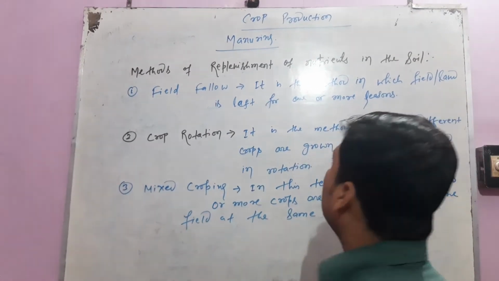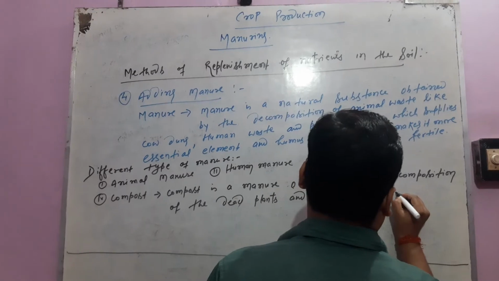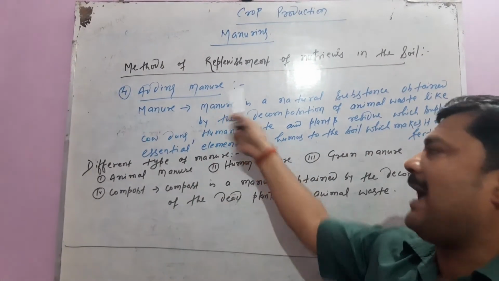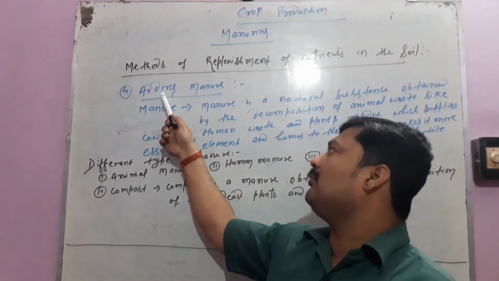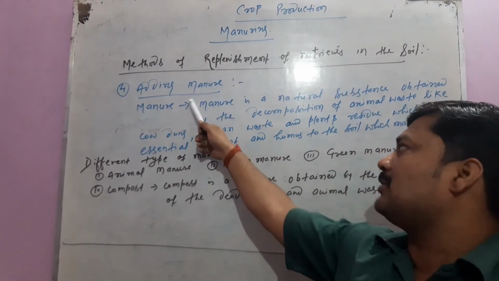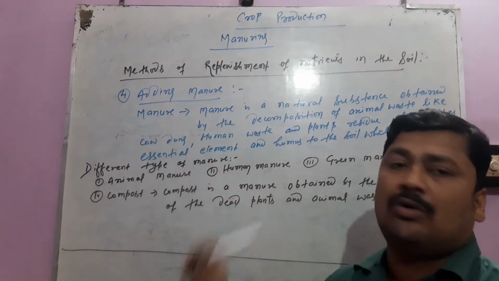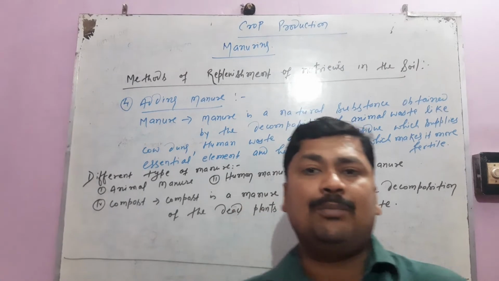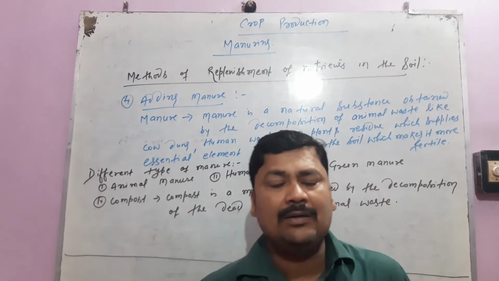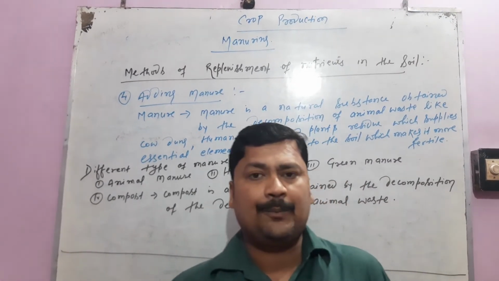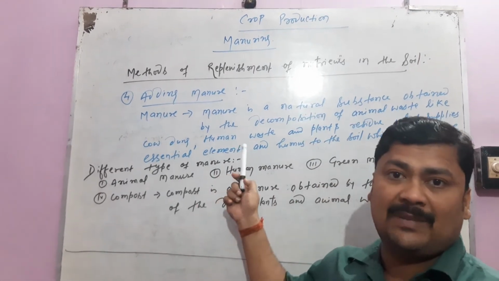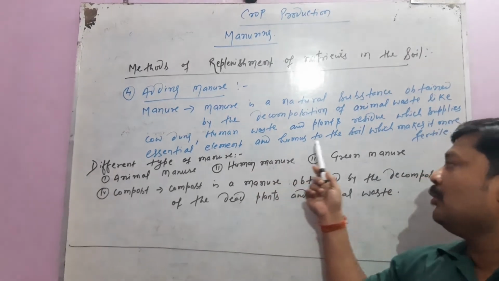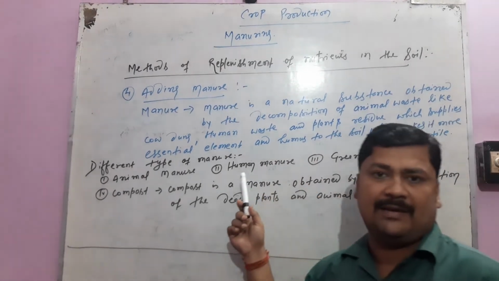Now the fourth method is adding manure. But before learning what adding manure is or what this process is, we have to know about the manure. Manure is a natural substance obtained by the decomposition of animal waste like cow dung, human waste and plant residue, which supplies essential elements and humus to the soil, which makes it more fertile.